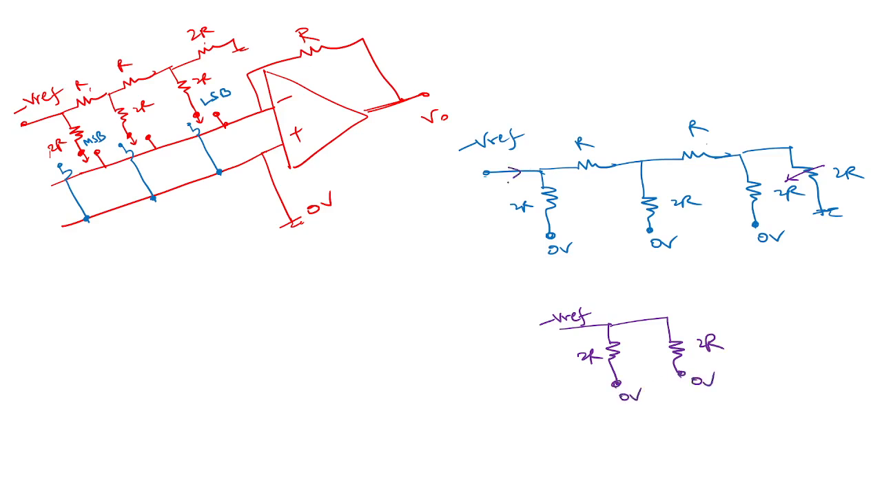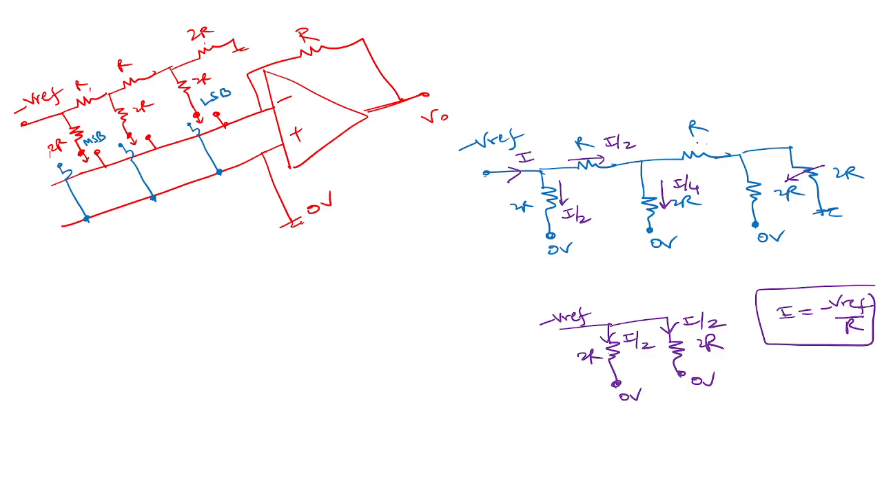That means if there is a current I that is coming, it equally divides. This is I by 2. This is I by 2. So what is the current? I is minus V reference by R. So total resistance, effective resistance of 2R, 2R in parallel is nothing but R. The total current is I. If you look at the individual current, this is I by 2. This is I by 2. This is I by 4. Same thing. This is I by 4. This is I by 8. This is going to be I.